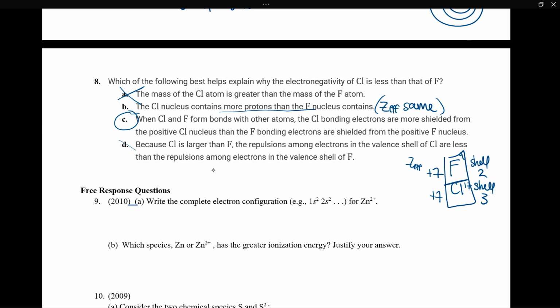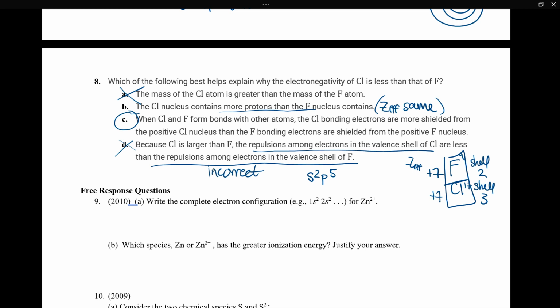If you look at why D looks wrong, it says the repulsions among electrons in the valence shell of chlorine are less than repulsions among electrons in the valence shell of fluorine. That seems like an incorrect statement because their valence shells look nearly identical. They both are s2p5, so both have 7 electrons. That's not really the significant difference here.